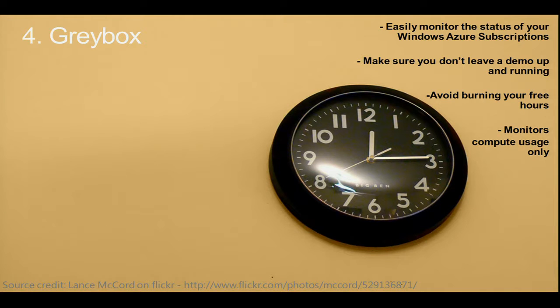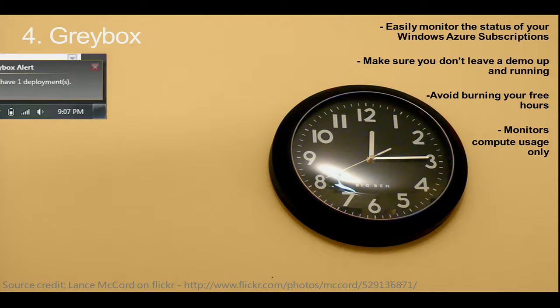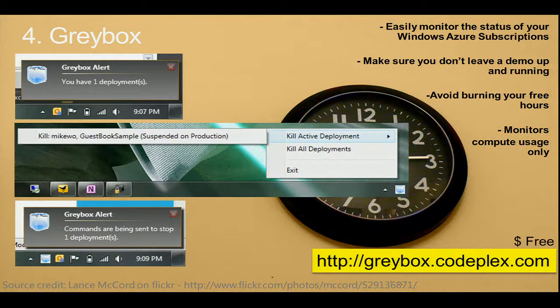And a little pop-up window will happen, and I think I have a sample screenshot here. So here it says, Graybox alert. You have one deployment in this top screenshot. In the middle screenshot, he's clicking on that icon, and he's saying kill active deployment. And you can see here, he needs to reword it. His name is Mike Wood, so his alias is Mike Woe. Kill Mike Wood, the guestbook sample. So he thinks that he might want to reorganize that so it doesn't become self-aware and actually kill Mike Wood.